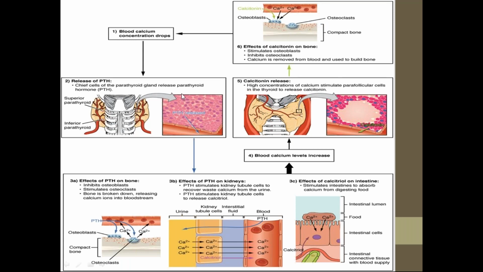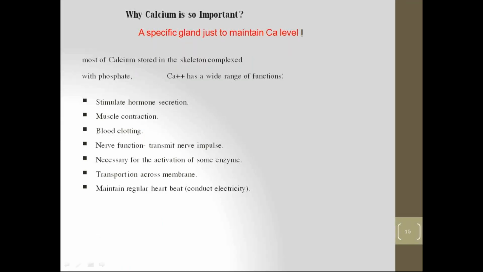When the blood level of calcium decreases or increases, both parathyroid hormone and calcitonin play a role in maintaining the calcium levels. So why is calcium so important? There are specific glands just to maintain the calcium level. Most of the calcium is stored in the skeleton, complexed with phosphate.